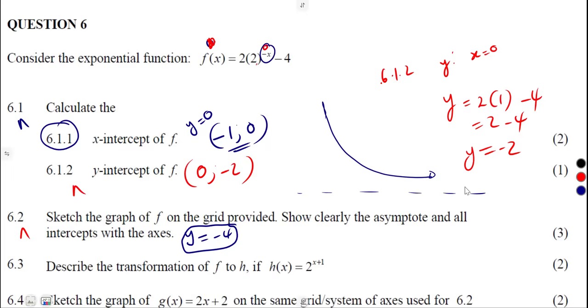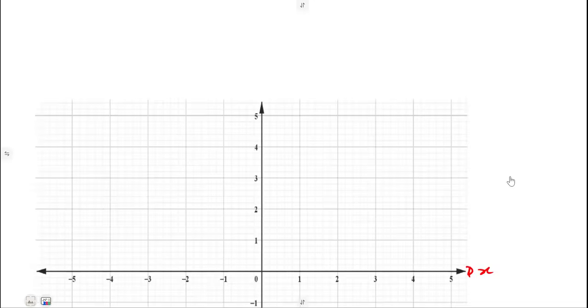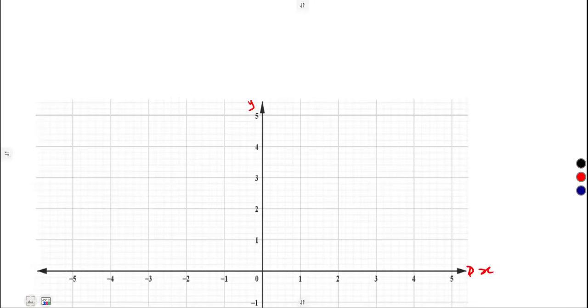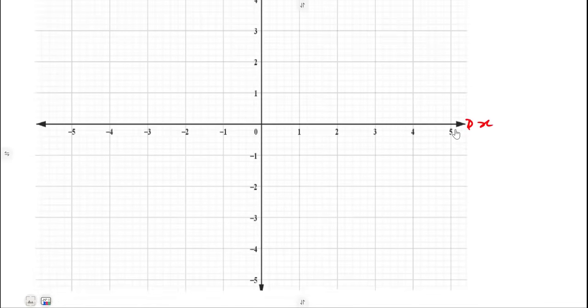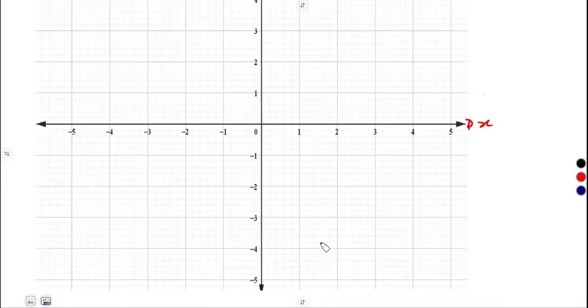All right, so let us see what we have. I'm just going to sketch it here. All right, I've got a graph here. So lucky enough, I've got a graph here. So this is our x. These are the y values. So let's start with the asymptote. We said our asymptote, y is -4 there. That's our asymptote, remember? So y is -4. This is where we have got our -4 for the y values.